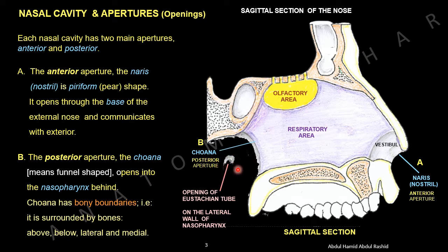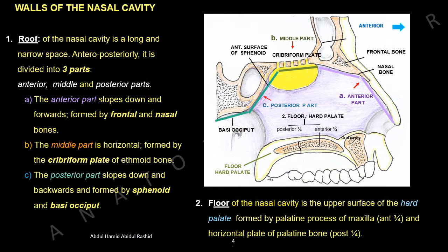The choana has bony boundaries, that is, it is surrounded by bones above, below, lateral, and medial. Walls of the nasal cavity. This is the sagittal section of the nasal cavity. This is anterior. The first wall is the roof of the nasal cavity. It is a long and narrow space.